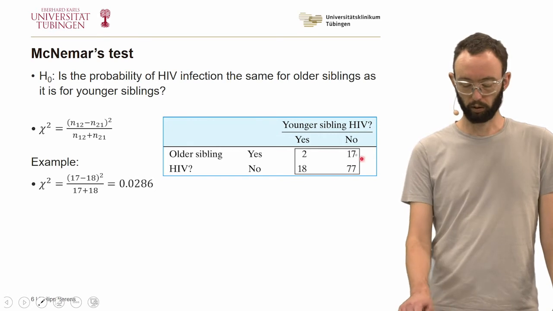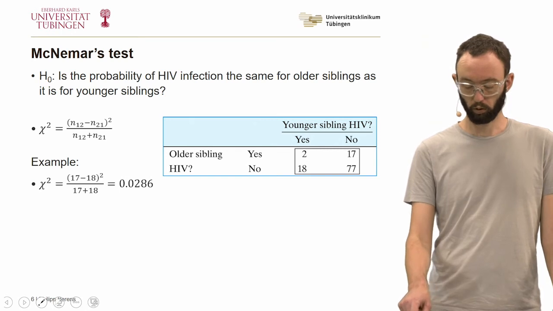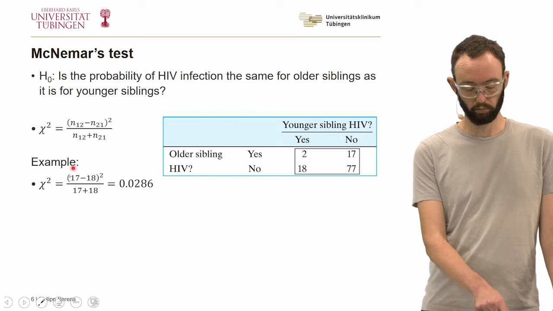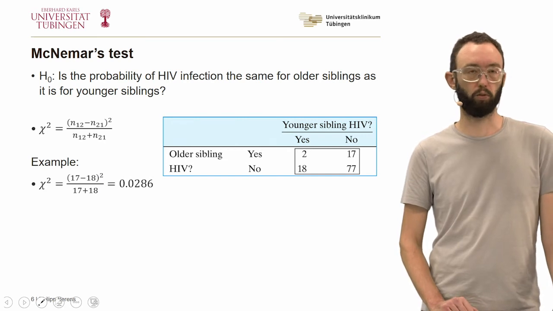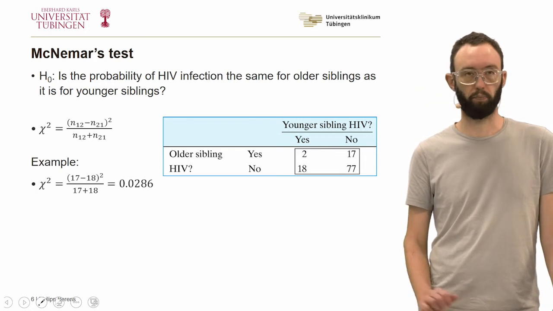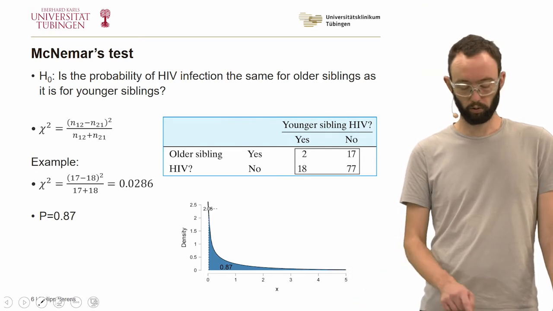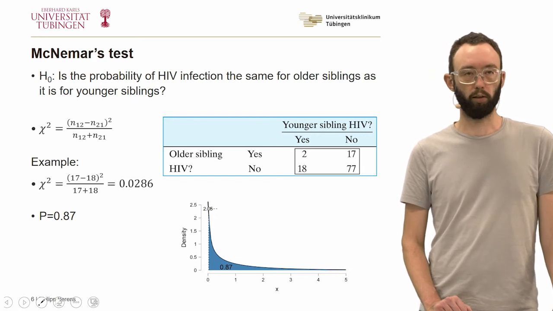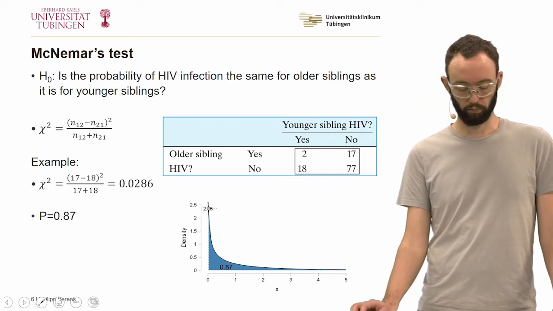This was our chi-square table, or our contingency table. And the two discordant entries are 17 and 18. So we simply compute 17 minus 18, square it, and divide by their sum. So that's 1 over 35, and that's 0.0286, which is really small. If we compare that with our chi-square distribution with 1 degree of freedom, we find that the p-value in this case is 0.87, and thus we retain the null hypothesis.